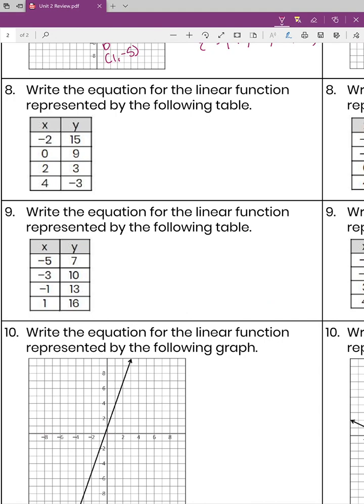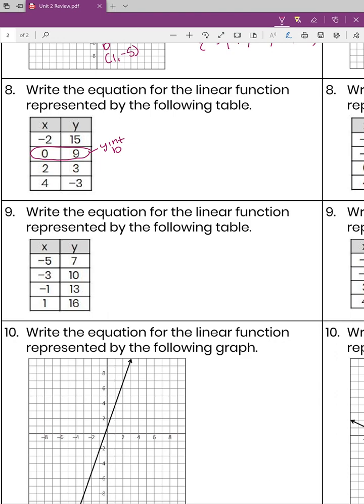Number 8 says write the equation for the linear function represented by the following table. So remember, when we have a table, the first thing we need to check for is if we see a y-intercept. Remember, we know we have a y-intercept when we see that x is 0. So right here, I see that x is 0, so that means our y-intercept is 9. So this is our y-intercept. Remember, our y-intercept is the same as the letter b.